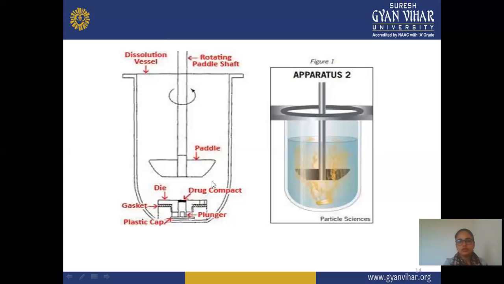After this, you remove the sample of the buffer solution to see how much drug is present in a particular amount, and maintain the sink condition. With this you calculate how much drug is released in a particular time period. So this is the construction of the type 2 or paddle apparatus according to USP. This is another form of the apparatus 2 diagram.